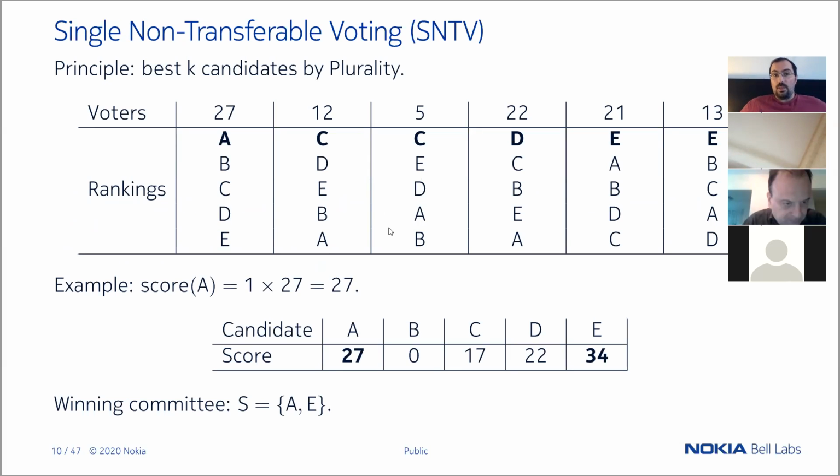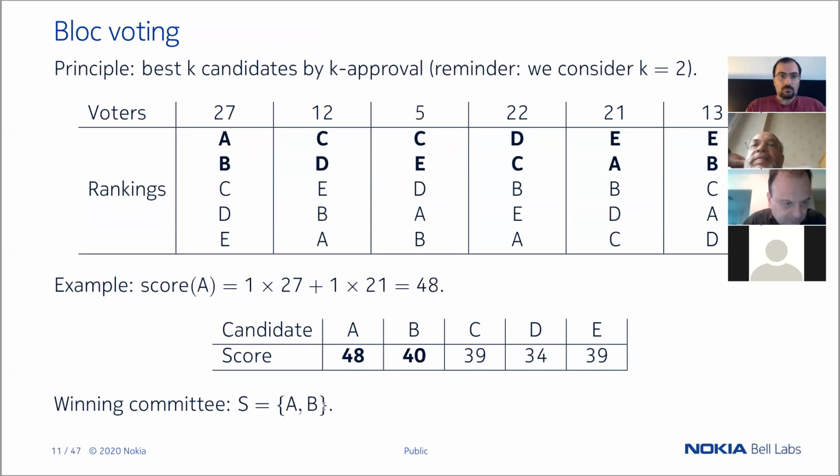This is the case, for example, in single non-transferable voting, which is another way of saying K-best plurality. In plurality, each voter gives 1 point to his or her preferred candidate. And here, A has a score of 27, B a score of 0, C a score of 12 plus 5, which makes 17, and so on. So here the candidate with the best plurality score is E, sorry, and the second one is A. So the winning committee will be simply A and E.